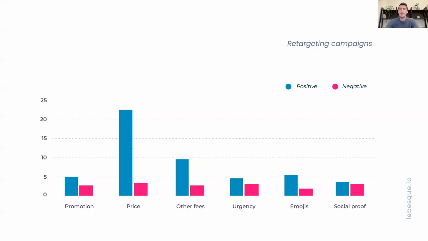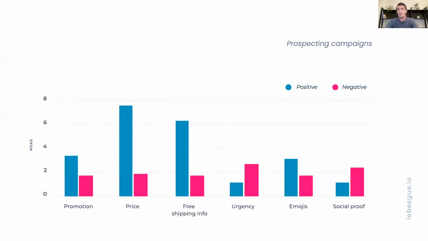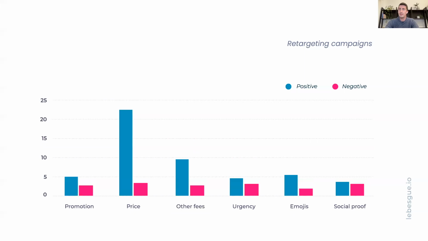While on retargeting campaigns, the opposite really works. Emojis still work well, price still works well, but using urgency and social proof on retargeting campaigns is going to increase your ROAS. So there's a time and place to use urgency and social proof in ad copy and in your ads, and that time and place is not prospecting campaigns. In prospecting campaigns, hold off on using any sort of urgency or social proof, but use that in your retargeting ads.